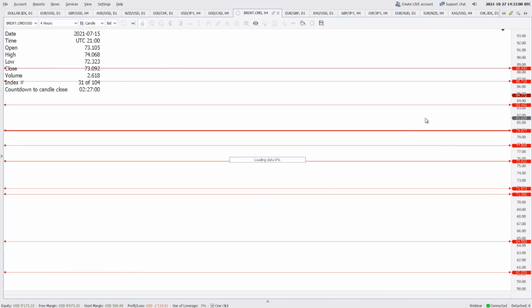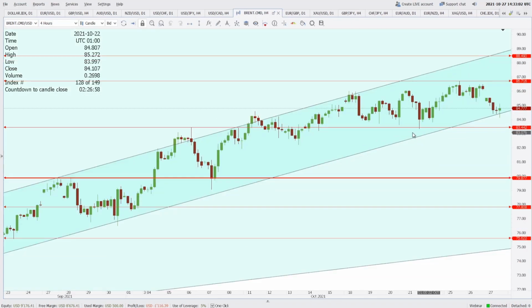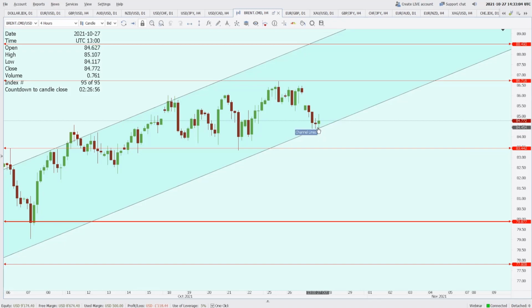On the 4 hour you can see that the price is holding at this level. If it continues further to 86.71, it may be the resistance. 86.71 may be the next level of resistance soon.